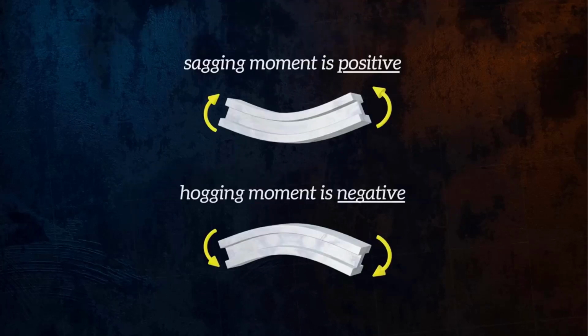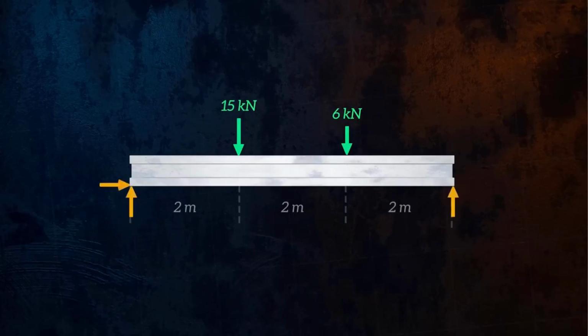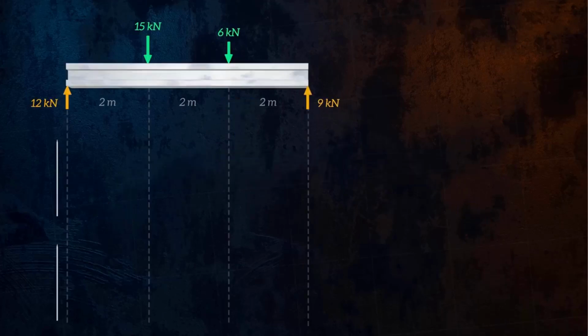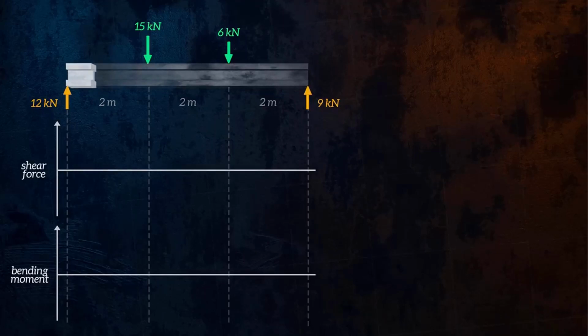Let's take a look at an example of a beam with pinned and roller supports, loaded by 2 concentrated forces. First, we draw the free body diagram. We can then use the equilibrium equations to determine the unknown reaction forces at point A and point B. We will start from the left-hand side of the beam.